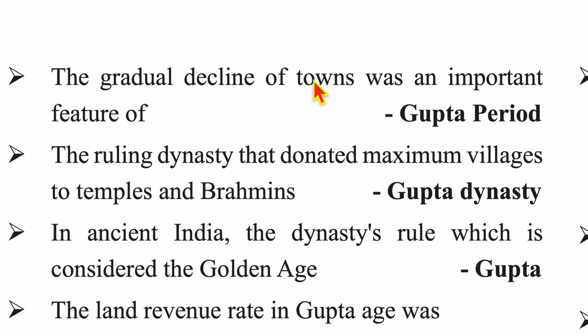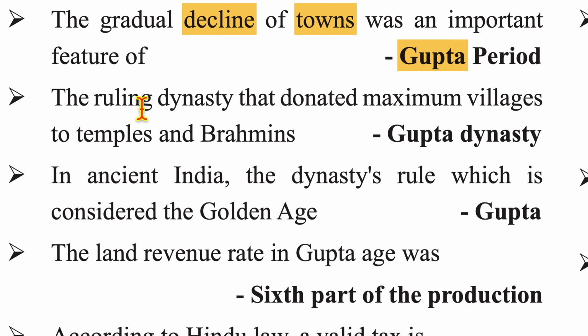Now, the gradual decline of towns was an important feature of the Gupta period. The ruling dynasty that donated maximum villages to the temples and Brahmins is the Gupta dynasty. In ancient India, the dynasty whose rule is considered as the golden age is the Gupta dynasty.